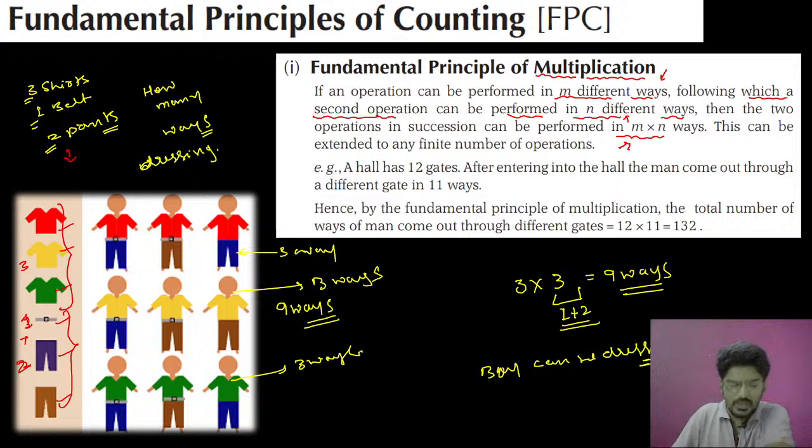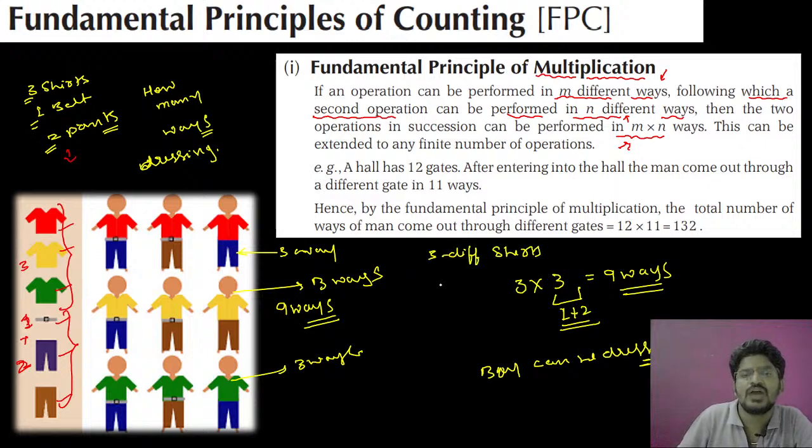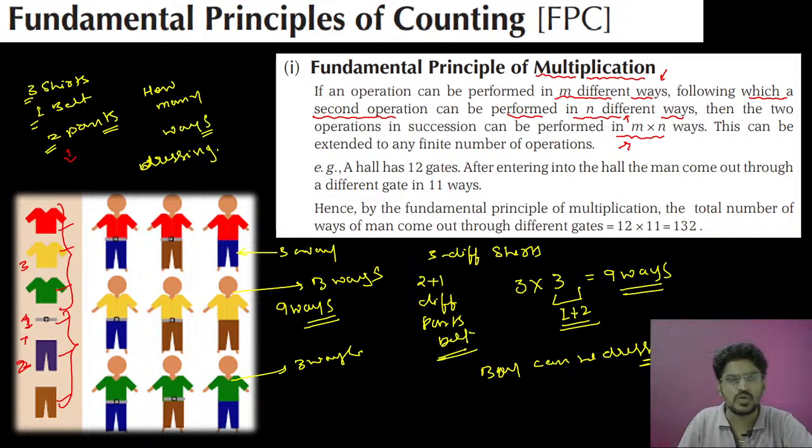Okay. So in this way you have to calculate using the fundamental principle of multiplication. That means m different ways; here, m different shirts. He has 3 different shirts, and he has 2 plus 1 different pants and belt. Okay, so now he has a total of 9 different ways he can be dressed. Are you getting my point?